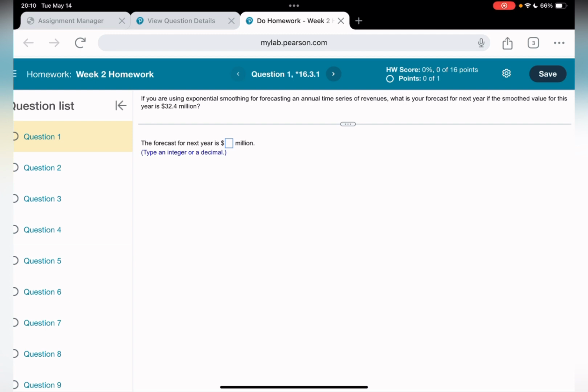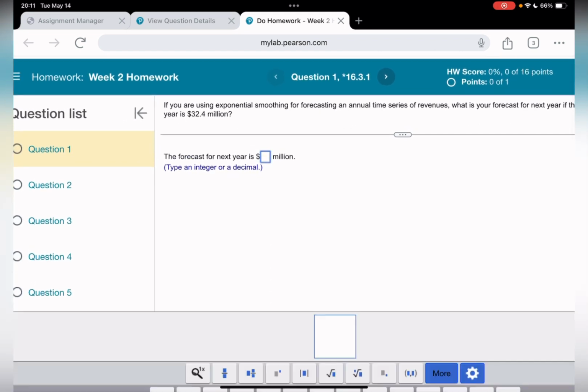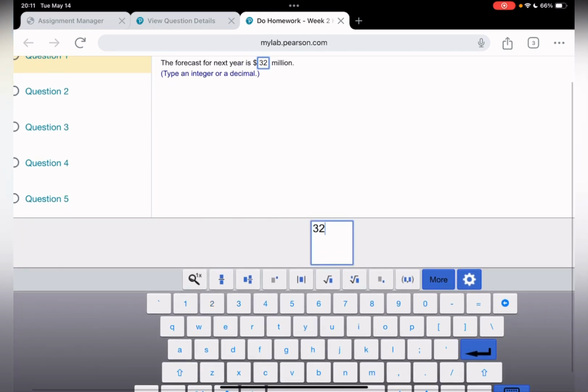And there is a way to do exponential smoothing, to adjust for this error and get a smooth graph. That makes it easier for forecasting. So in this case, if it's asking for next year from the smoothed value within 1 year, there's not going to be much change. Therefore, it's going to be the same, 32. Let me type it, 32.4.